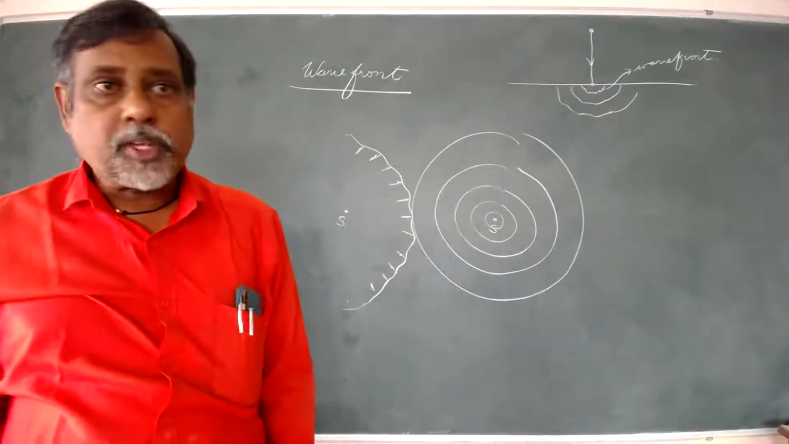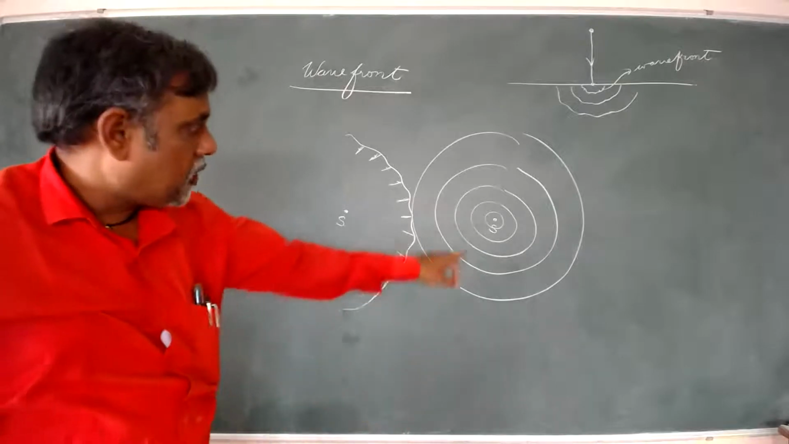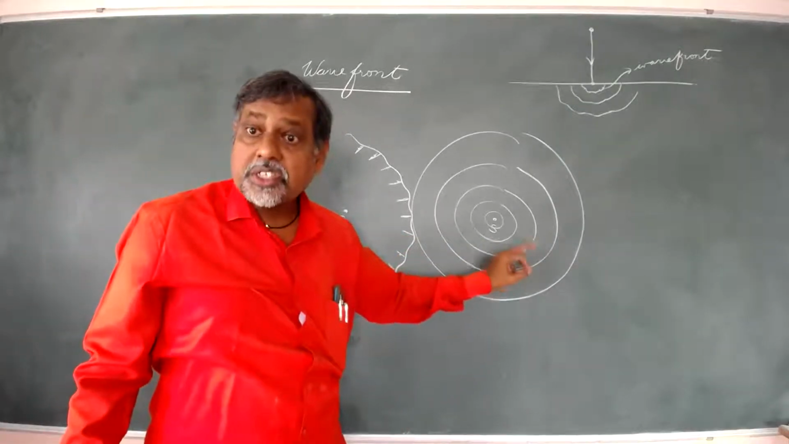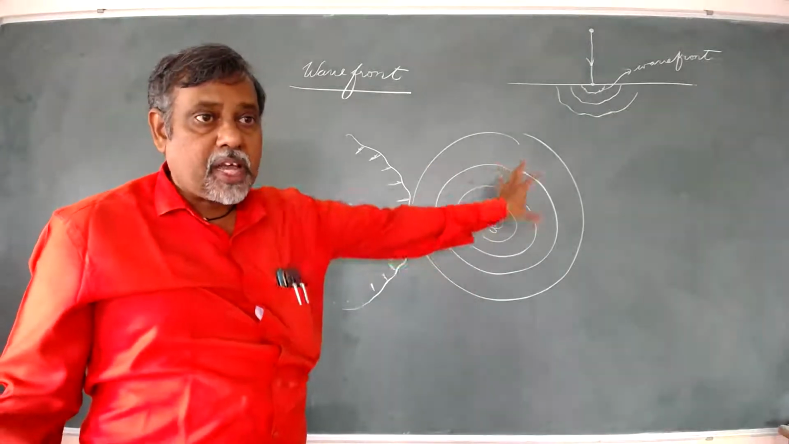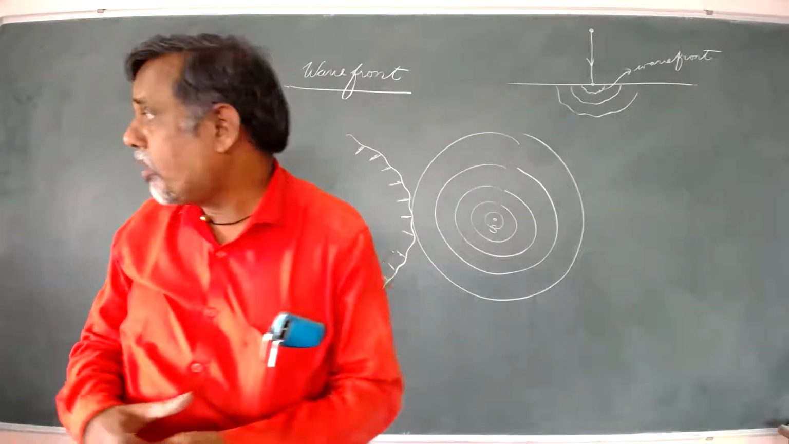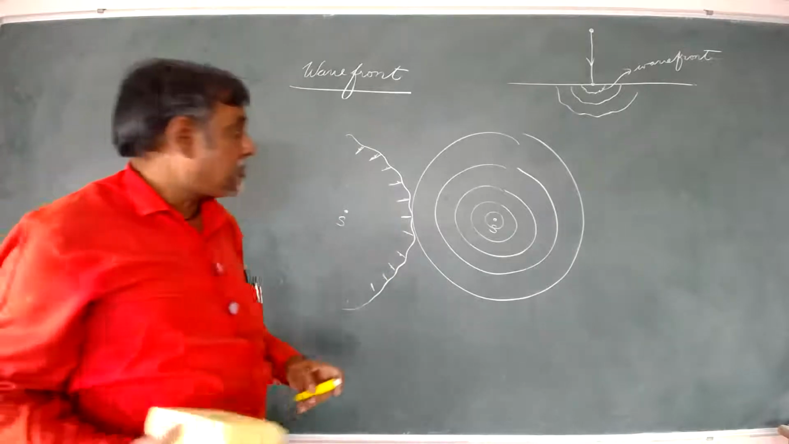That is the way how the propagation of light takes place. What about the shape of these wavefronts here? Spherical wavefronts. From the point sources, you will be getting the spherical wavefronts. Okay. Now, one more category is also there. That is a plane wavefront.